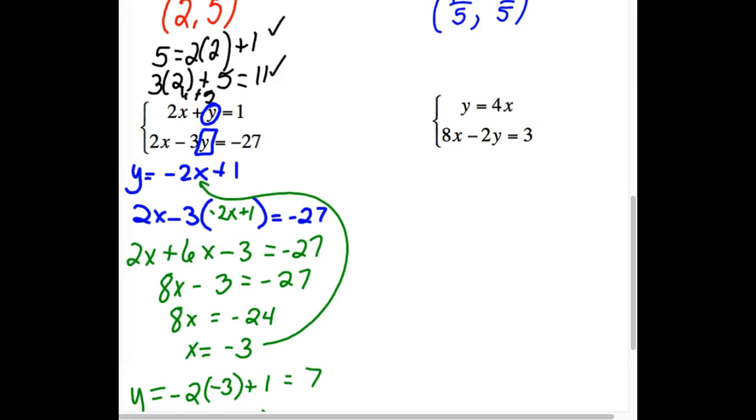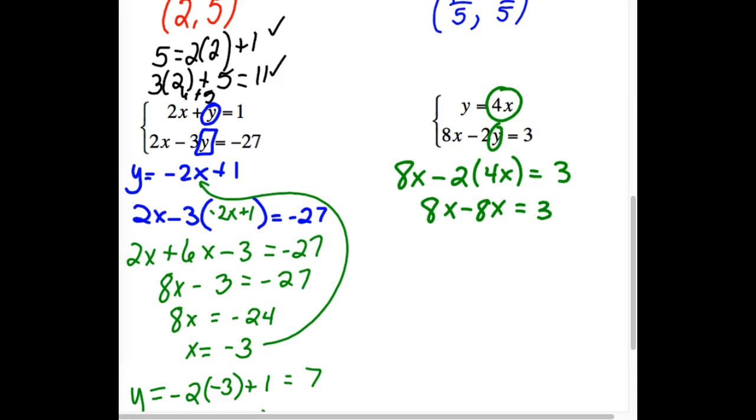All right. This one already had an equation solved for y. So did you make a substitution? That y replacing with 4x? All right. That leaves me 8x minus 2 times 4x equaling 3. But 8x minus 8x is what? So I have 0 x's equaling 3.